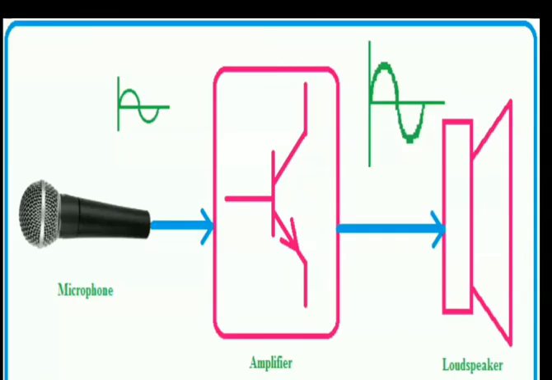So here is an example. If you are speaking into a mic, you want the sound to travel over a longer distance. In order for the sound to travel a longer distance, we need an amplifier, that is a transistor, which converts the weak signal into a strong signal. That is, it will take the smaller input and convert it into a larger output signal, which is then fed into a loudspeaker. This process is called amplification.